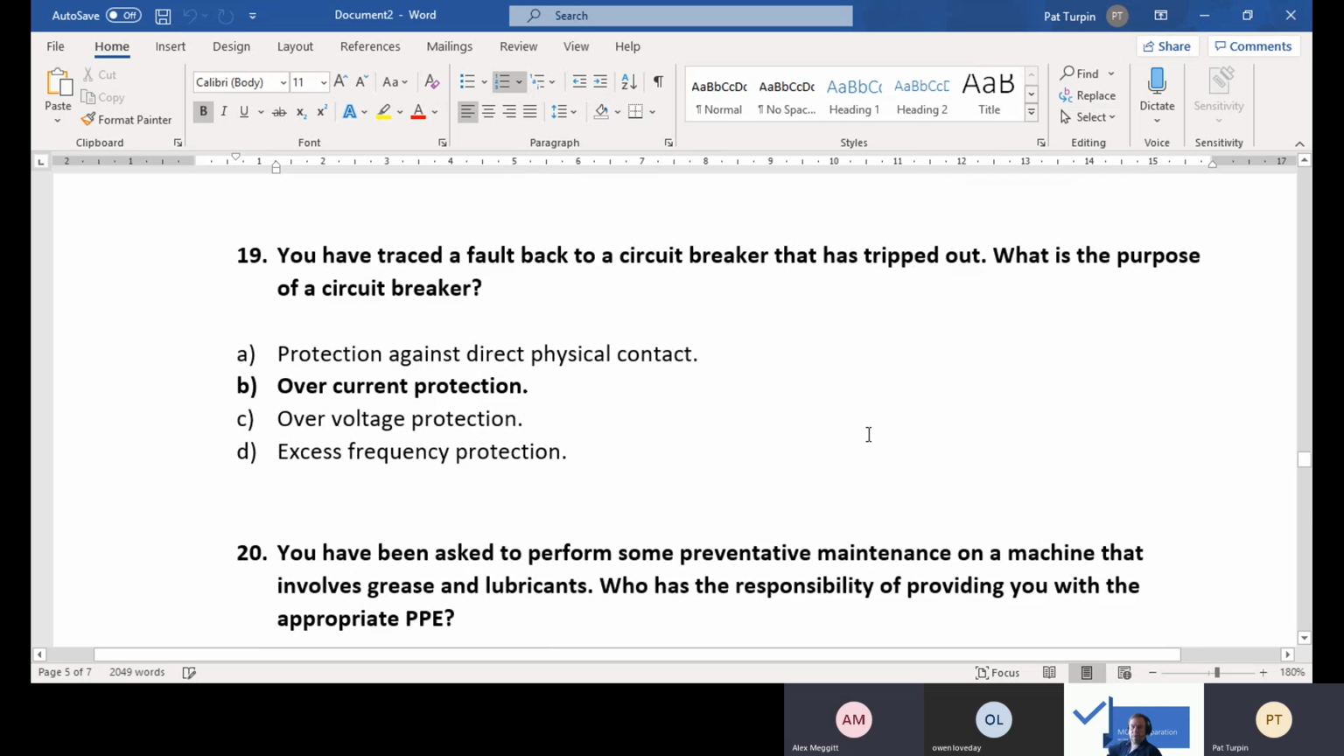So you trace the fault back to a circuit breaker that's not tripped out. What is the purpose of a circuit breaker? So it's saying overcurrent protection. Now this is one Owen, really, you needed to know, isn't it? Yeah, we covered this one last week. I didn't know it before, but I do now.